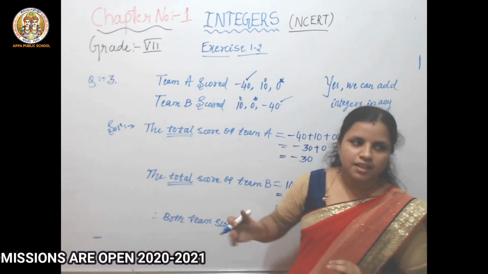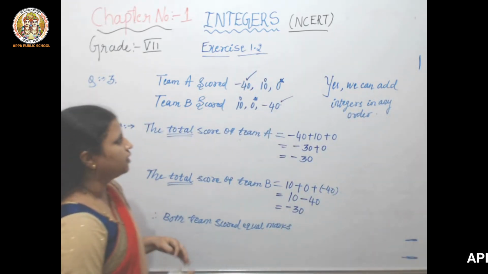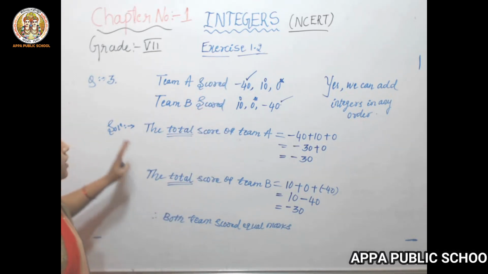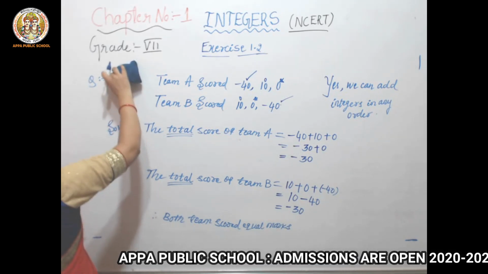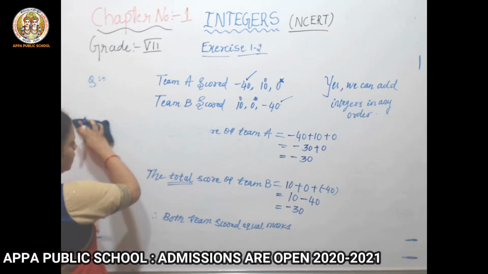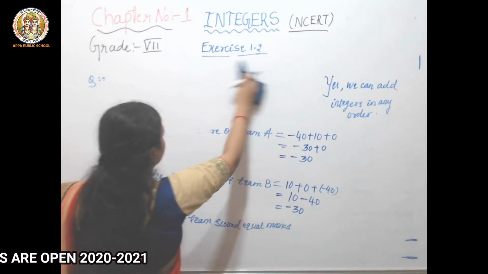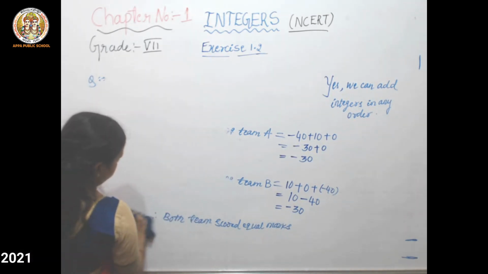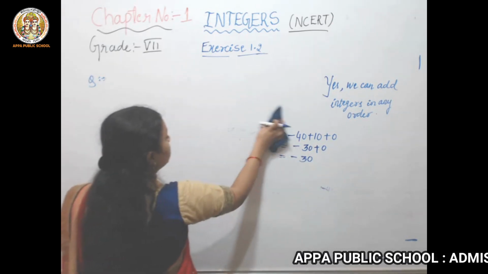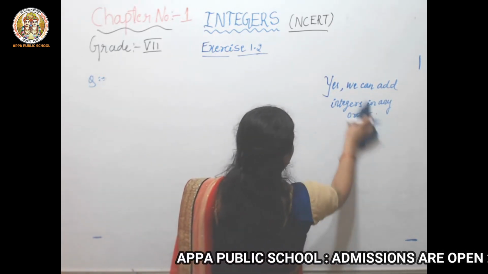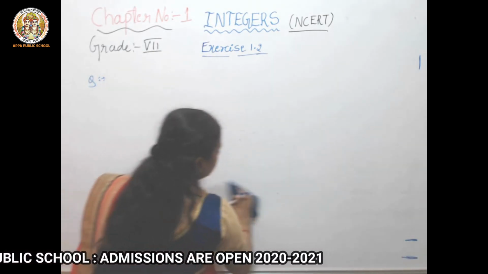Okay, the last bit of this exercise, exercise 1.2, is fill in the blanks. Here we use the most important properties, like the commutative property, as I already explained in the theory part, the associative property, additive identity, multiplicative identity, and additive inverse. We are using all these properties here. So, first let me give a glance at the commutative property.